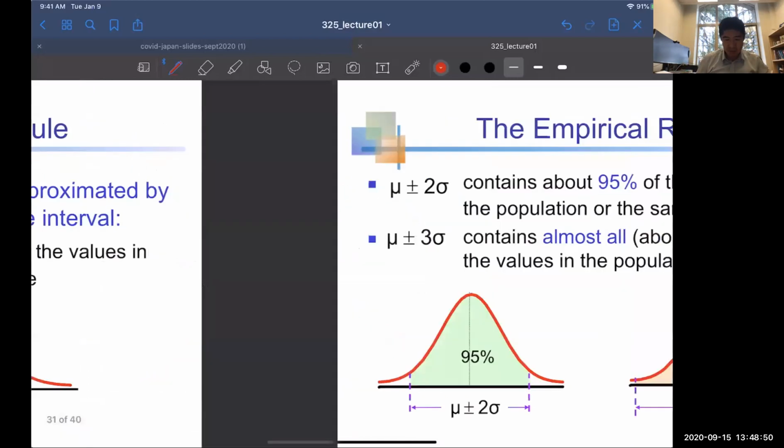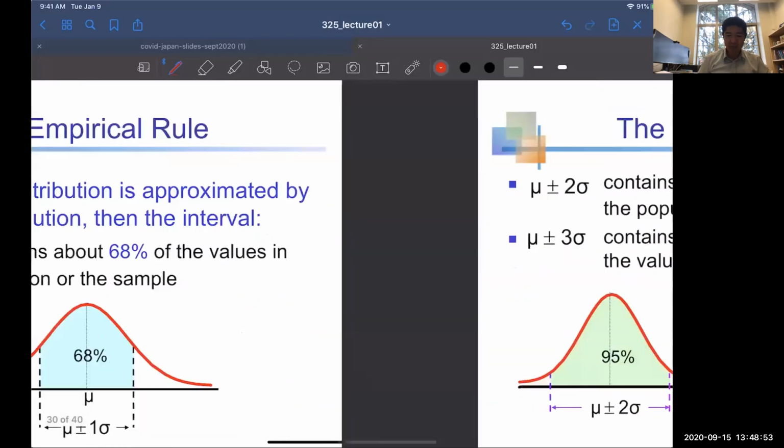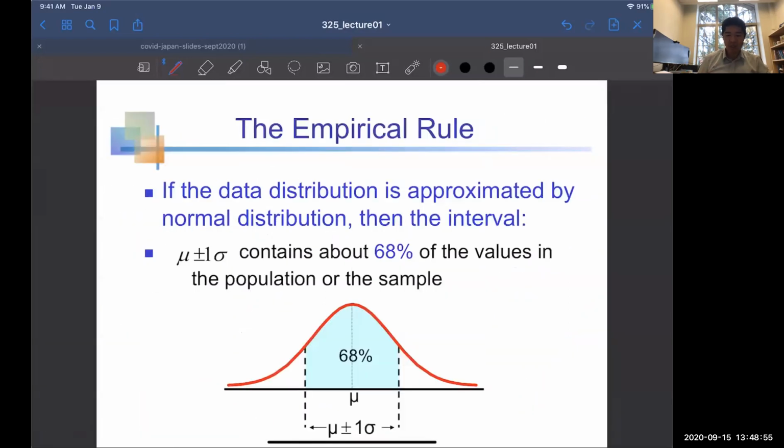Okay. So the empirical rule tells you that if the distribution of the observation is approximated by a normal distribution, which we haven't discussed yet, later we're gonna study a lot, then the standard deviation gives you a lot of information about where the observations lie. If you take one standard deviation around the center, then if the distribution is approximated well by the normal distribution, one standard deviation away around the mean gives you about 68%.